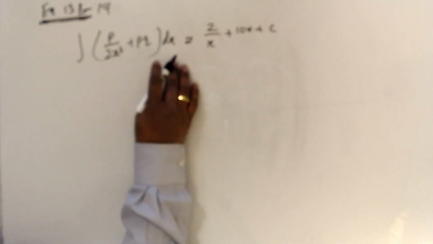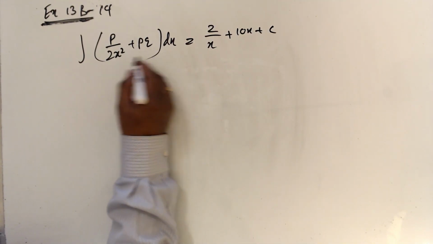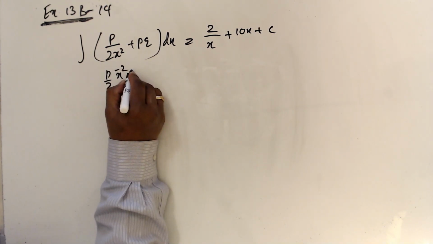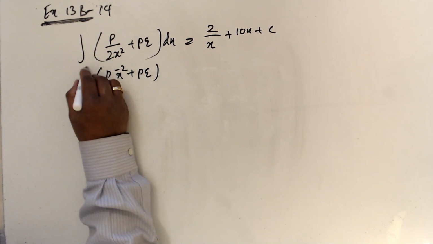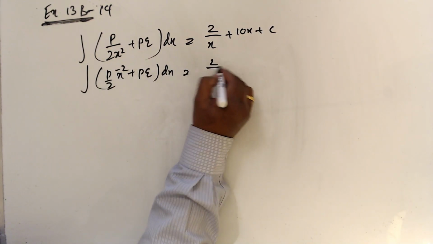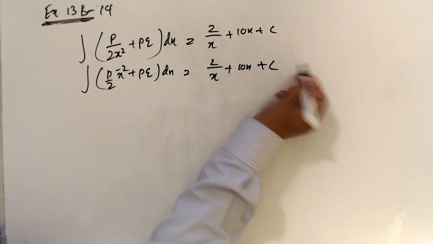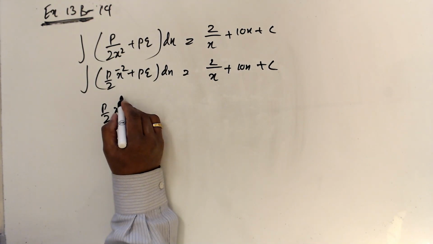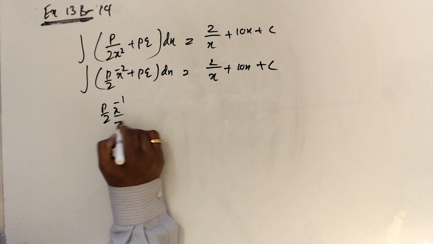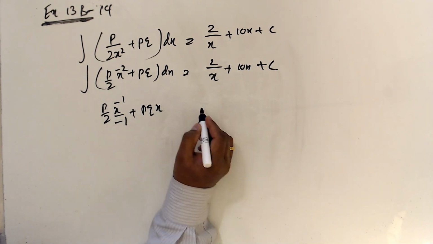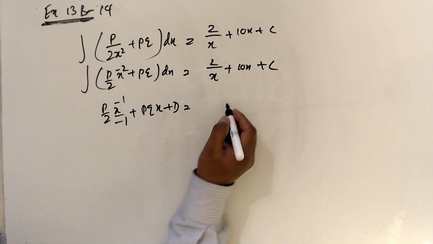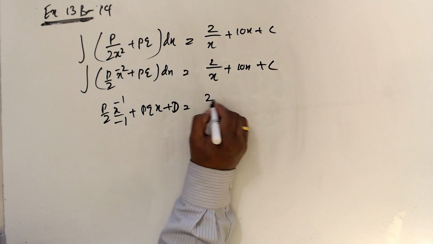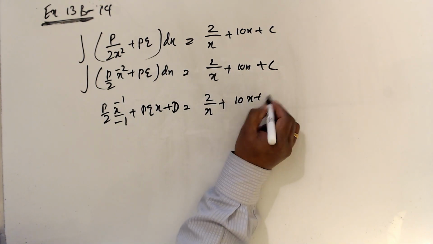So we want to find p and q. I will integrate this one: p over 2x minus 2 plus pq dx. Integration gives 2 over x plus 10 equals c. So now this is p over 2 x to the minus 1 over minus 1, plus pqx plus d, equal to... because there is c, I can't put d. Now, d equals 2 over x plus 10 over x plus c.